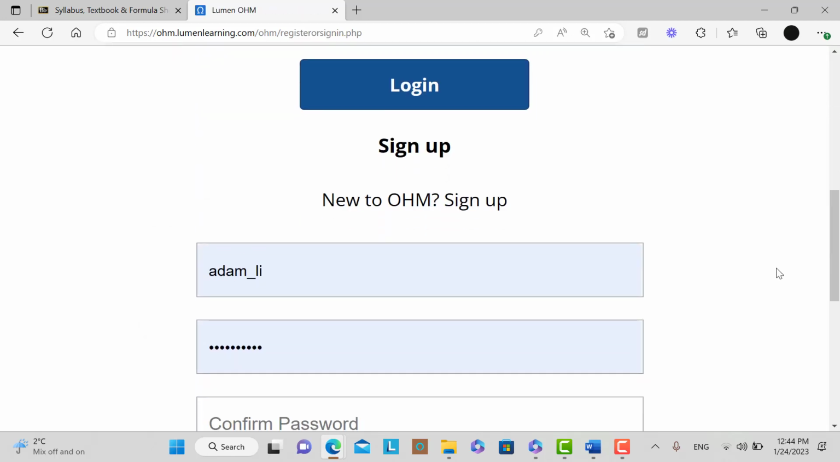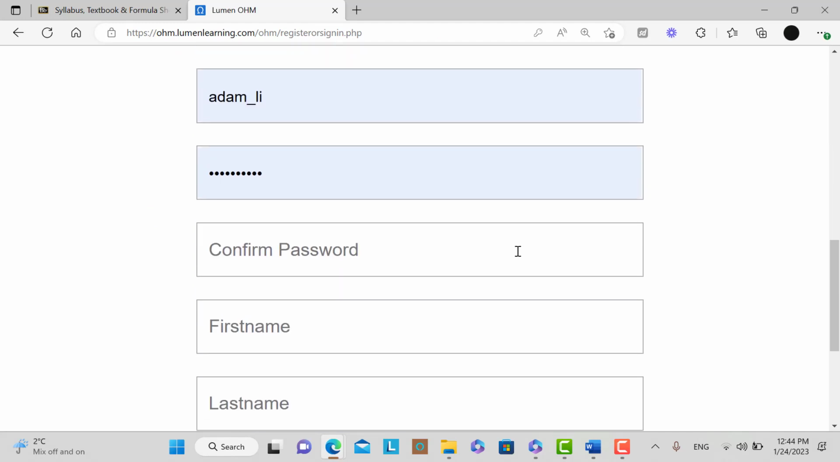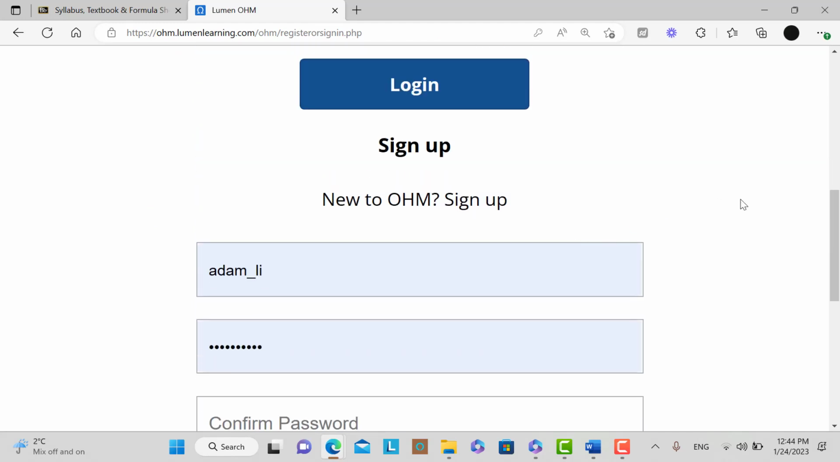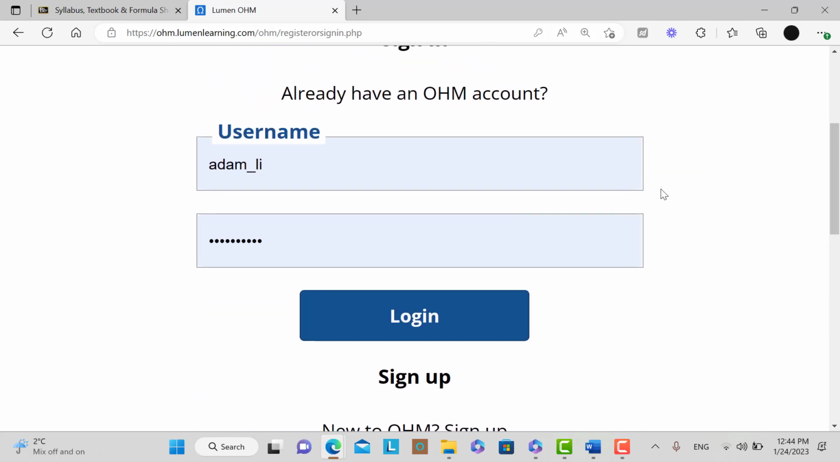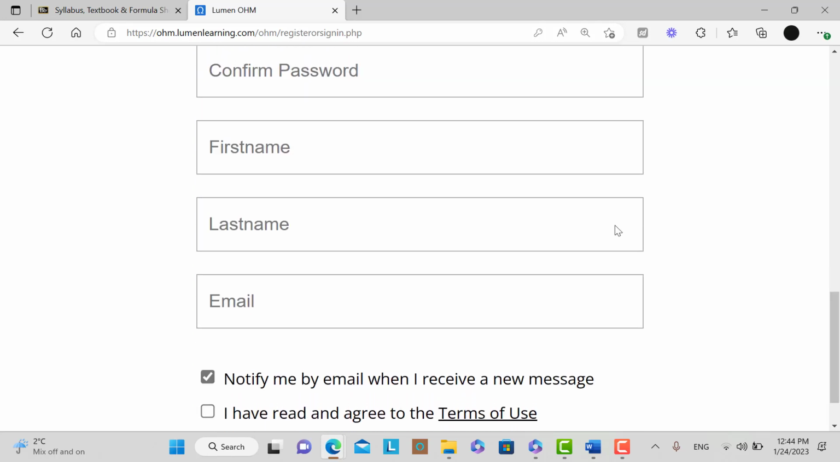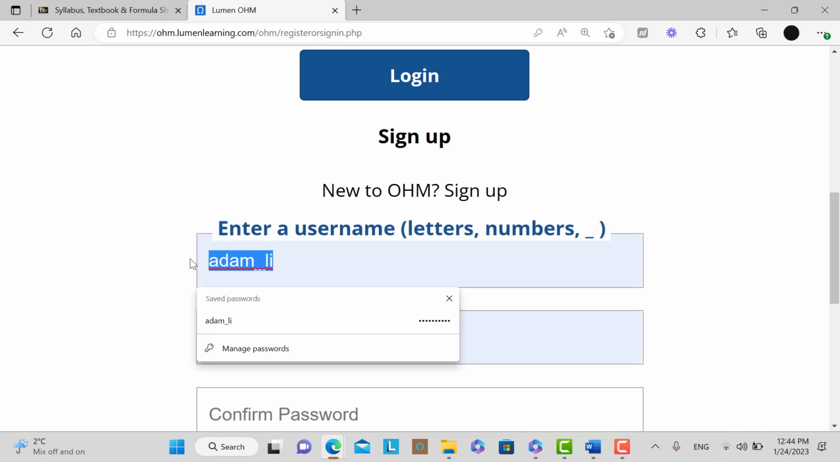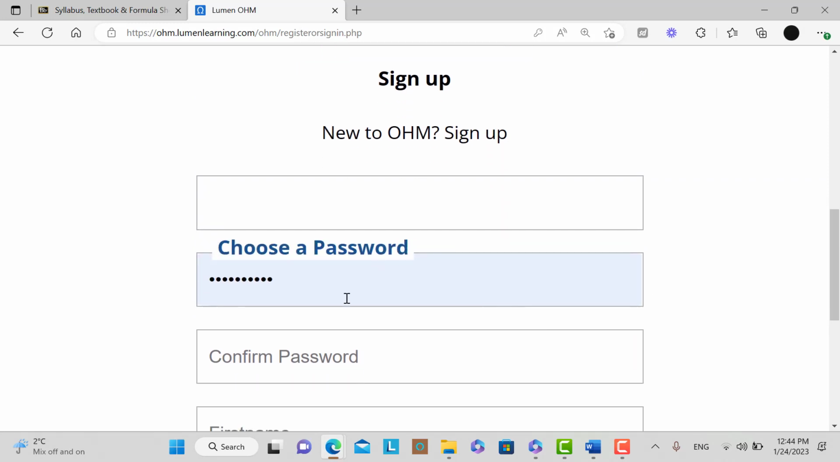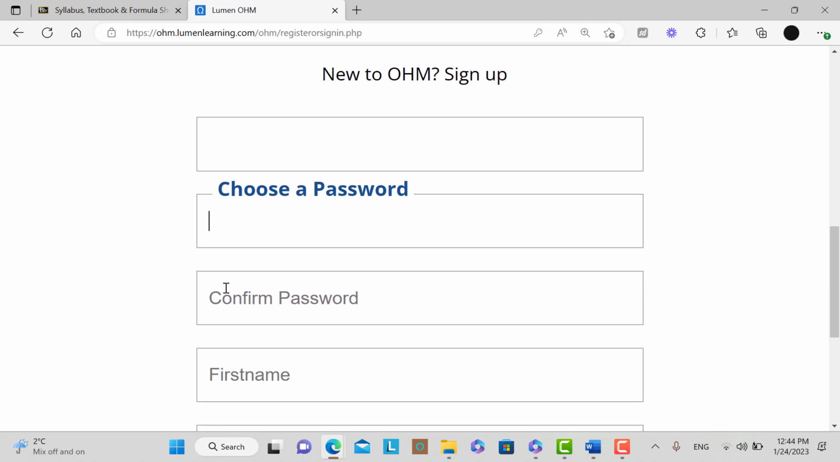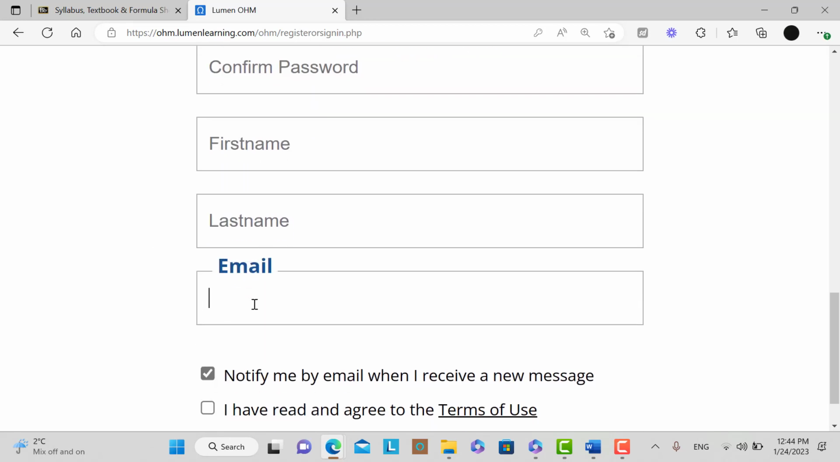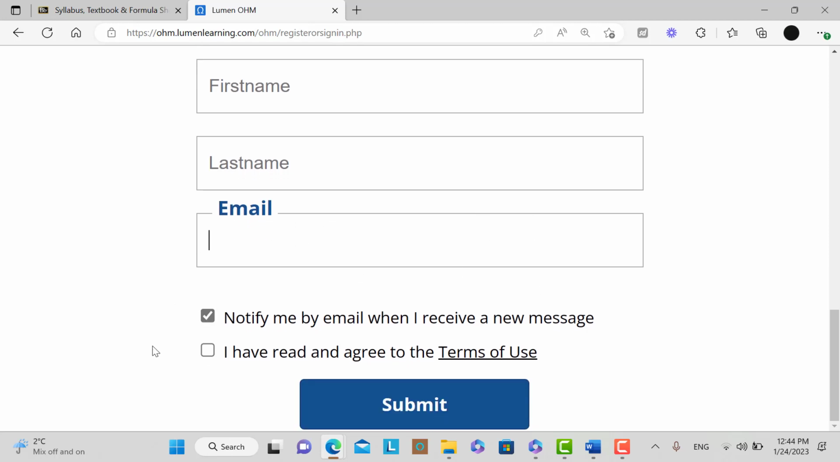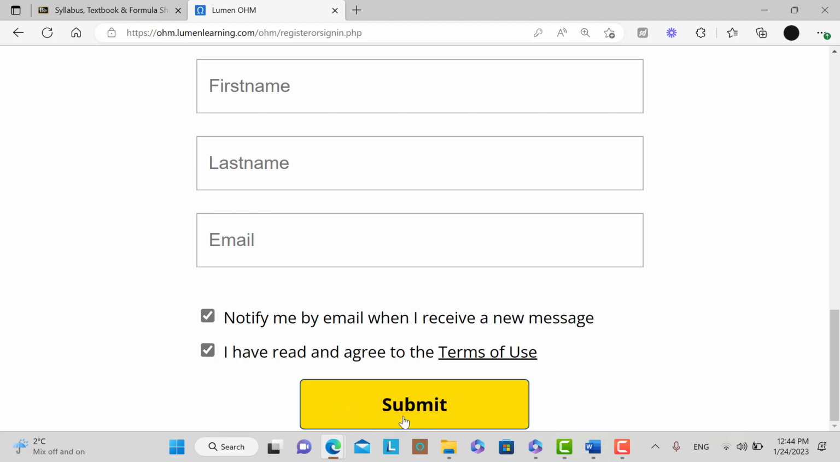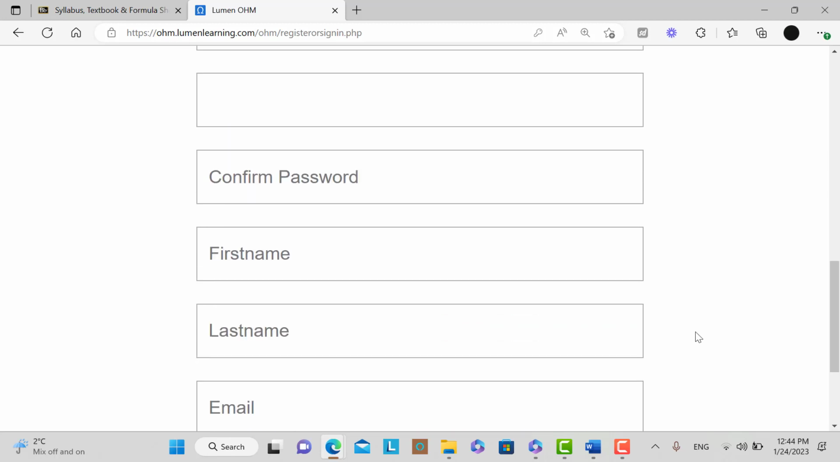And then from there they're going to ask you to create a login, if you have never used the Lumen website before. And right here select the username. This is username and then password. And confirm password, put your first and last name, and use the email address. You can use a FIT email address or your personal email address, whichever you feel more comfortable. And check I've read and agree to the terms of use. And from there, submit, right? And your account will be successfully created.